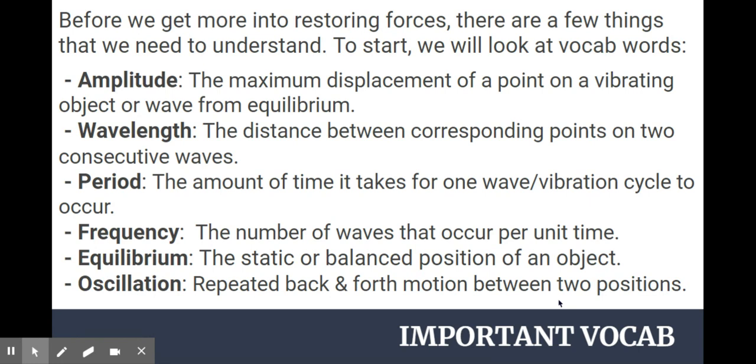All right. Now, amplitude is going to have units of meters. Wavelength will have units of meters. Period will have the unit of seconds. Frequency has the units of inverse seconds, which we call hertz. Equilibrium, because we tend to refer to equilibrium as far as its position, we often are going to refer to units for equilibrium being meters. And then oscillation is just a basic concept. It doesn't have any units associated with it.